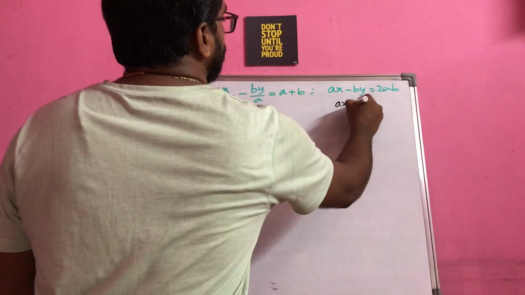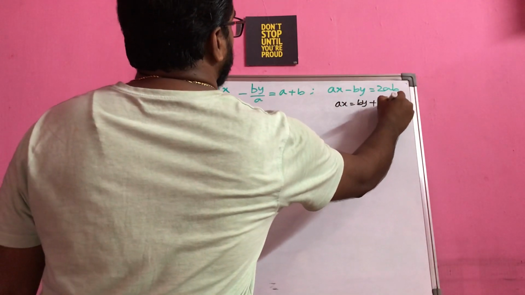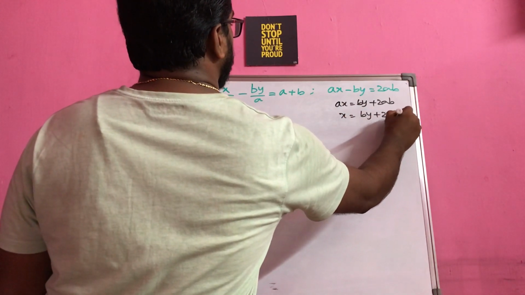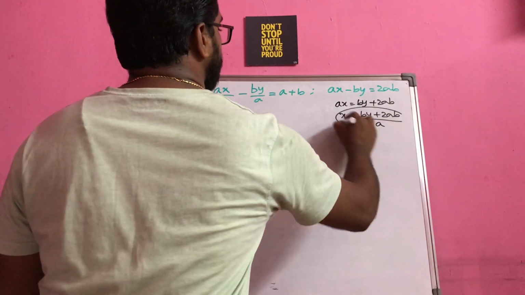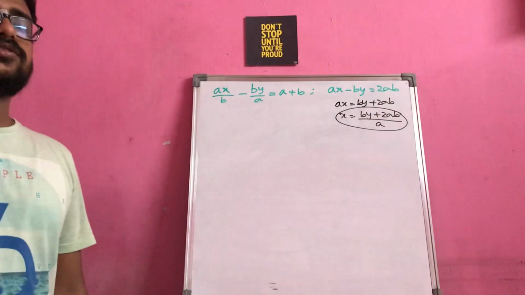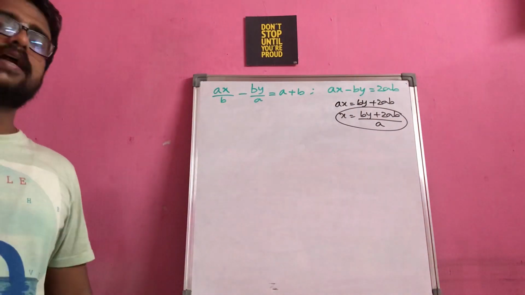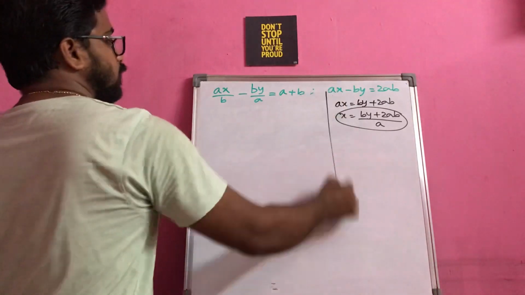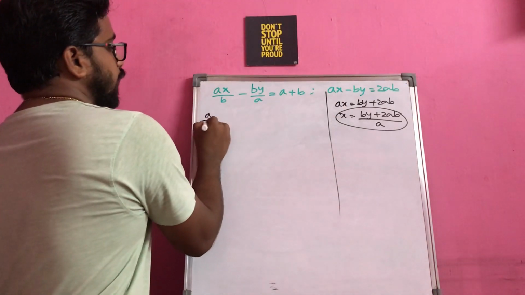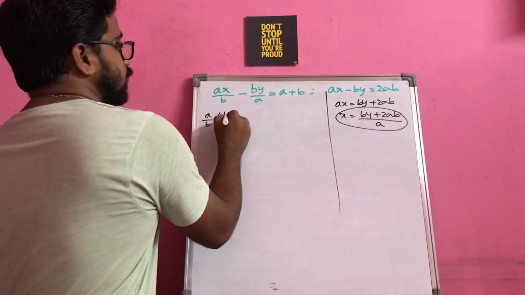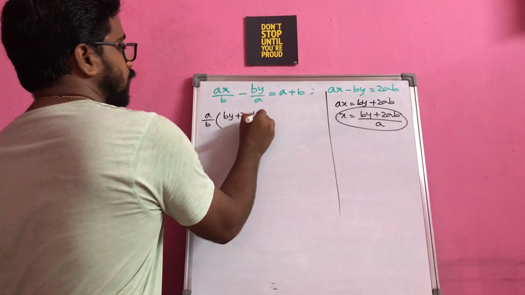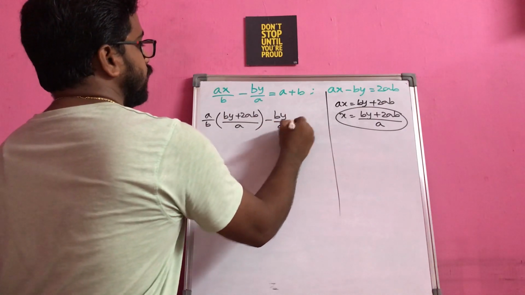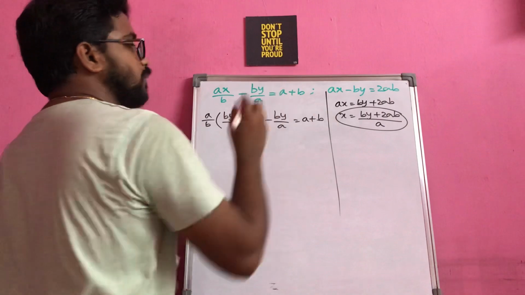AX is equal to BY plus 2AB and X is equal to BY plus 2AB by A. This is the value of X we are getting. So that you have to substitute in this equation to get the value of Y. Okay. So let us simplify that now by substituting. So this is A by B, X is nothing but BY plus 2AB by A minus BY by A is equal to A plus B.